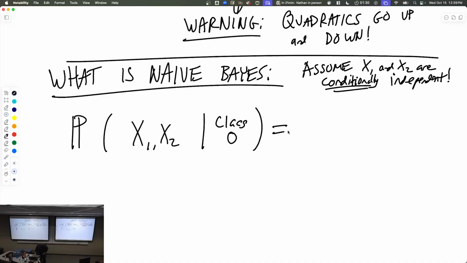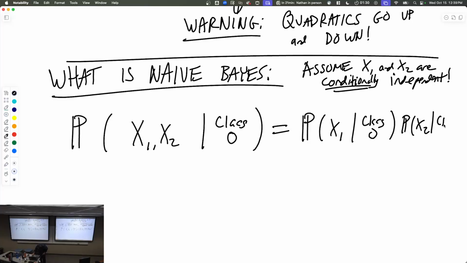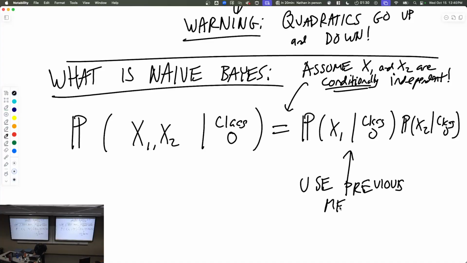And by this independence, you can write down this formula of the probability of x1 given class 0 and the probability of x2 given class 0. So by independence, when we have a multidimensional problem, if we assume independence, then we can split it off as the product of individual things, and then we can apply any method we want to estimate either of these. So use previous methods on these. Okay, so that's the whole shebang in naive Bayes.